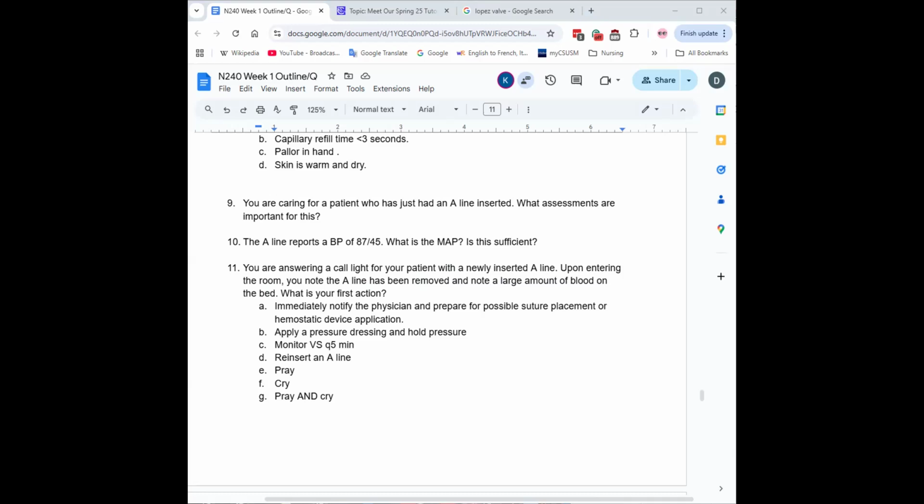10 out of 10. But yeah, this is a pretty obvious one, right? We walk in, they're bleeding, it's like, oh my god, I need to hold pressure. So yeah, B is correct. Apply pressure dressing and hold pressure.